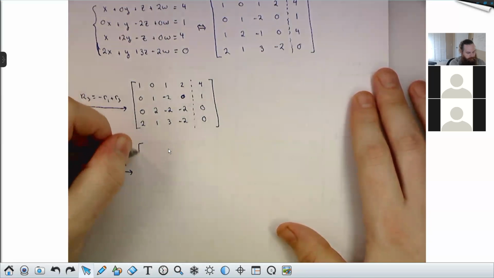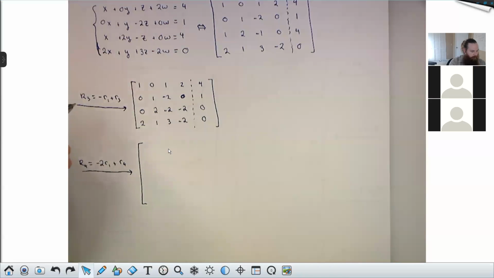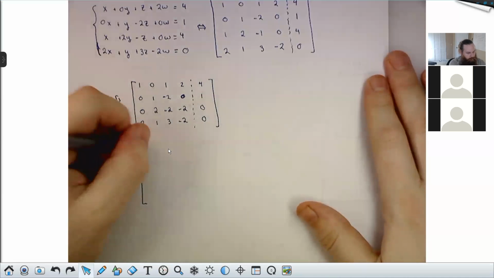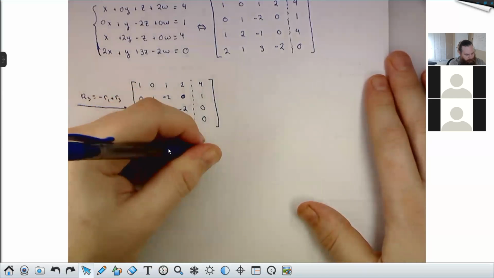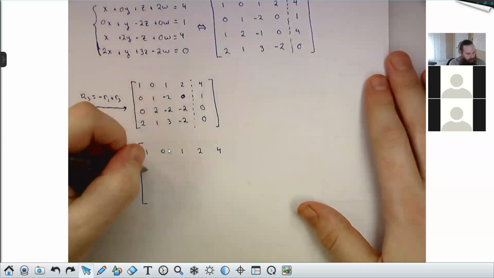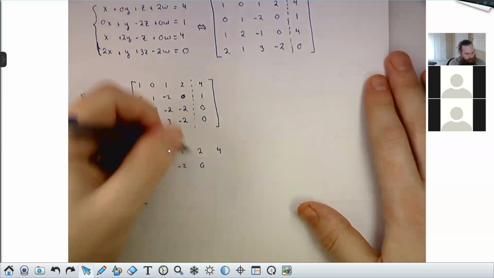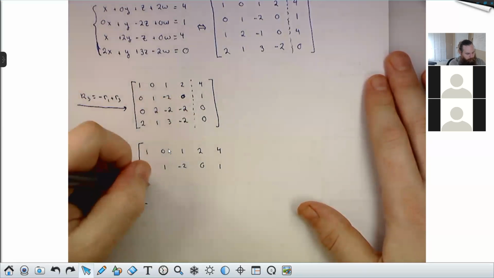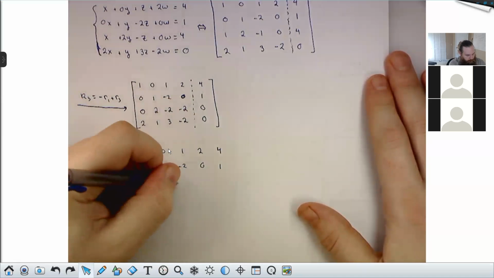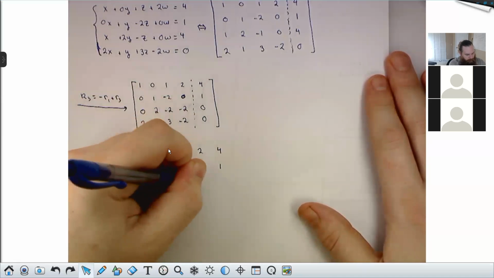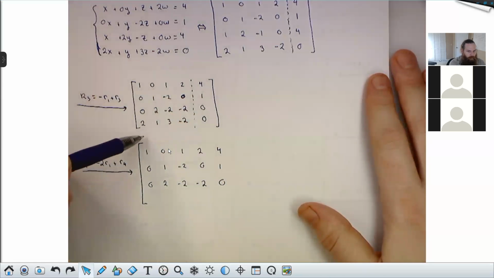I'll make this nice and tall so I don't have to scrunch things. First copy down rows 1 through 3. They don't change. 1, 0, 1, 2, 4. 0, 1, negative 2, 0, 1. 0, 2, negative 2, negative 2, 0. And now we get to the row that changes, row 3.